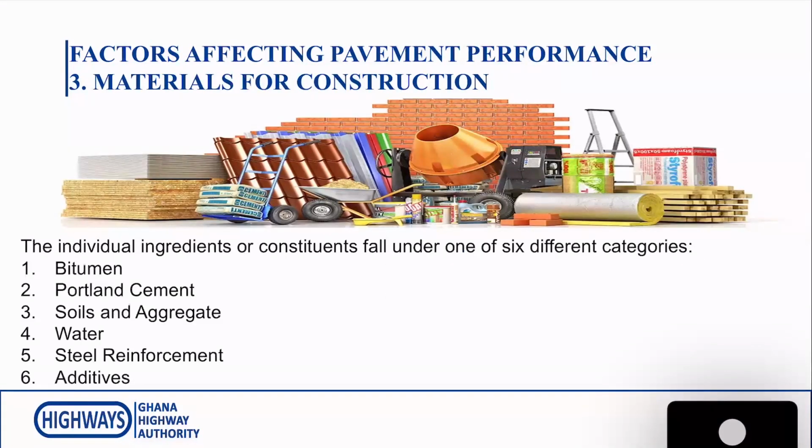The next factor that we consider are the materials that we use for construction. And these are what you can see on this screen in front of you. The first one is bitumen. The second is Portland cement. Number three is soils and aggregates. We also need water, steel for reinforcement, and sometimes you need additives.